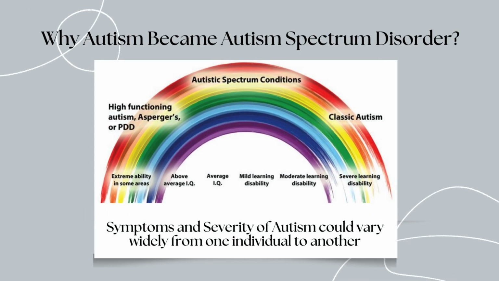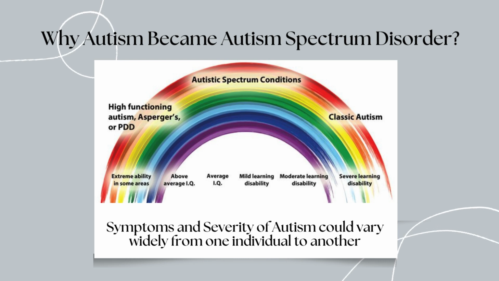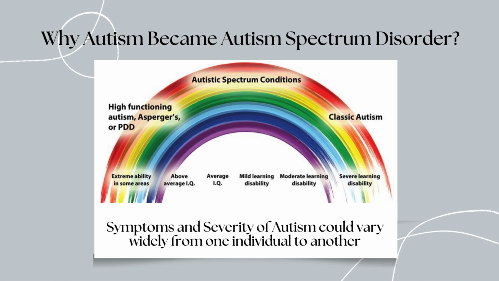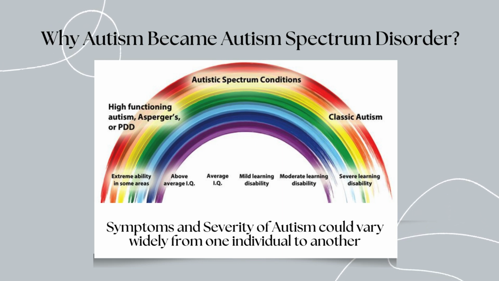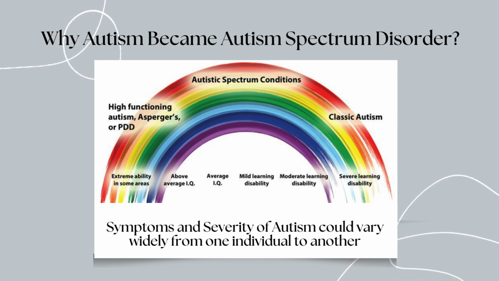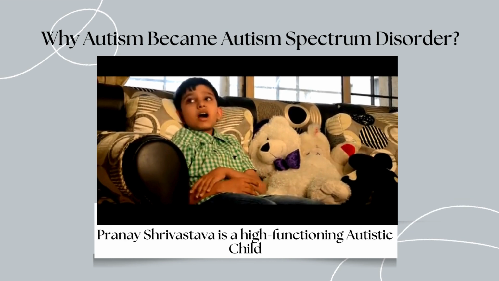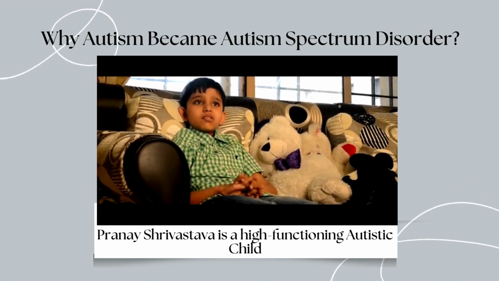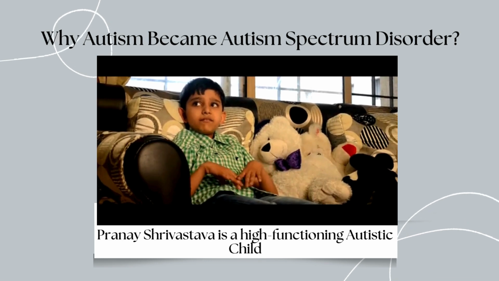Over time, it became clear that symptoms and severity of autism could vary widely from one individual to another. As years went by, people learned more about autism. They realized that it's not just one thing but a whole bunch of different things, like how some kids might talk a lot and others might not talk at all. No two people with autism are exactly alike. To better capture this range of differences, the term spectrum was introduced.